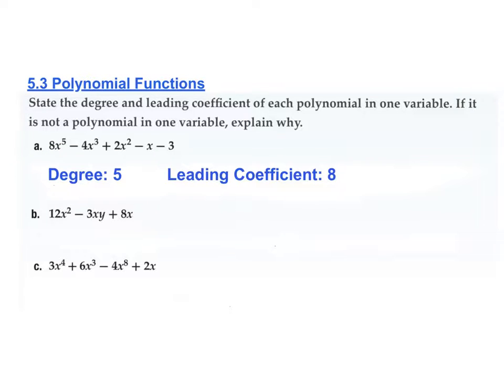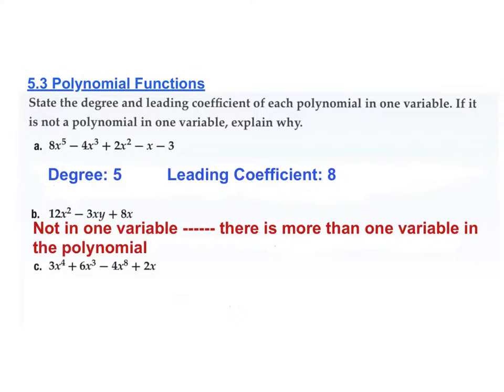How about B? Is this a polynomial in one variable? No. Why not? Because there's a y. So these two terms are fine, but this one has an extra y to it. So what we say, a problem like this, we just say it's not in one variable because there's more than one variable. And then we don't talk about degree and we don't talk about leading coefficient or anything like that. That's all you write. And so when it says explain why, that's your explanation. You're explaining why if it's not. You're just saying that it's not a polynomial in one variable because there's more than one variable.